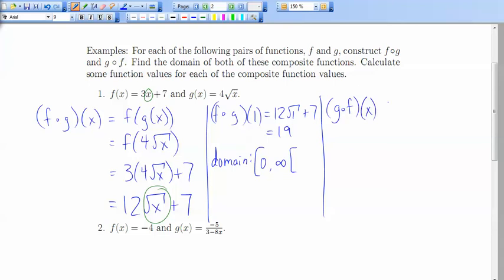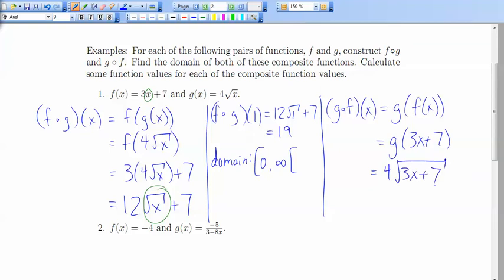This time I'm going to take the result of f of x and plug it into g. So we'd be taking g of 3x plus 7, which would be 4 times the square root of 3x plus 7. Now here our domain would be all real numbers that are greater than or equal to negative 7/3. So notice the domains are completely different. And in fact, these functions are completely different.